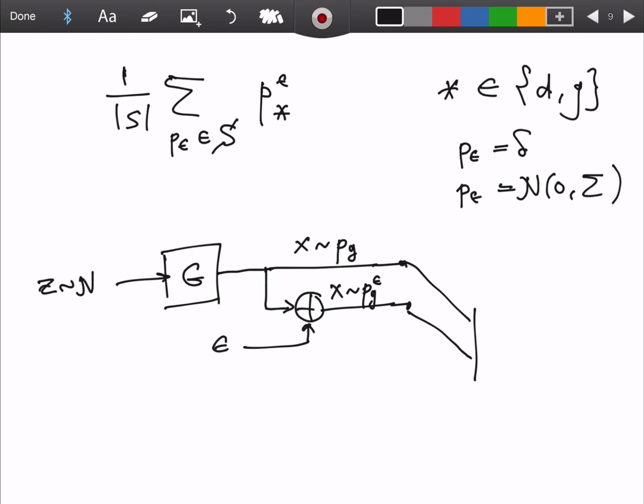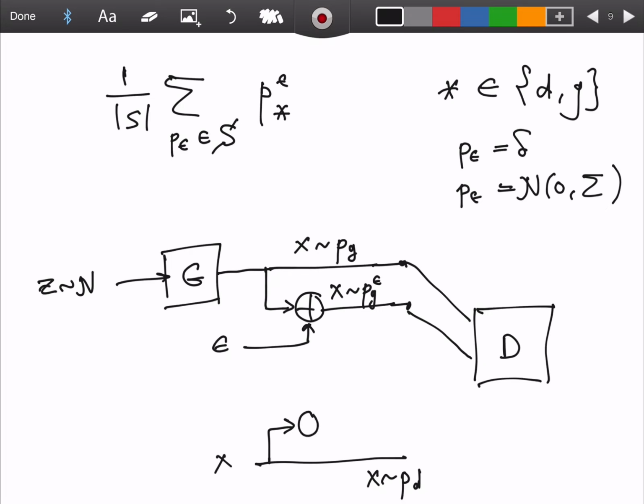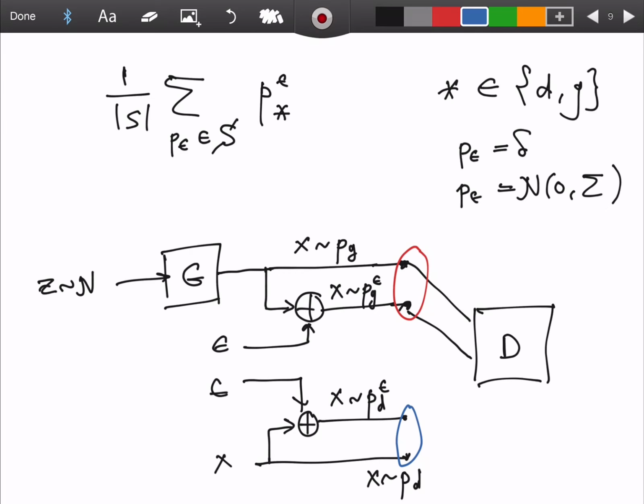This is my discriminator. And here again, I'm feeding the real data. So this is X coming from PD, and I'm adding noise to it, epsilon. And this is X coming from PD epsilon. And of course, the discriminator looks at both the fake data and the real data. Okay? So you're simply injecting noise in the standard GAN scheme.